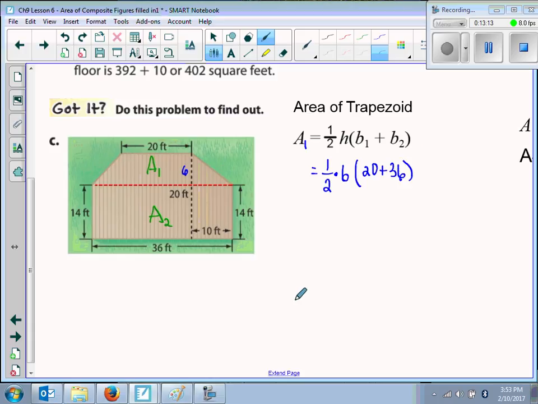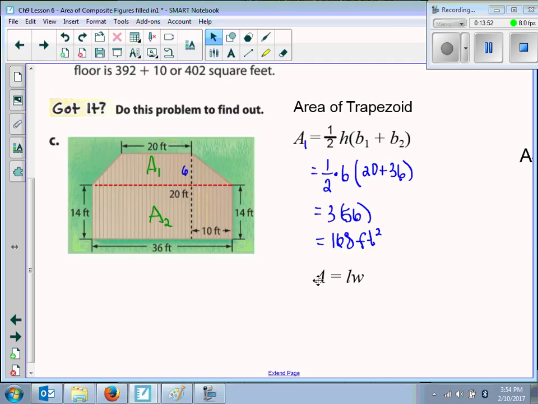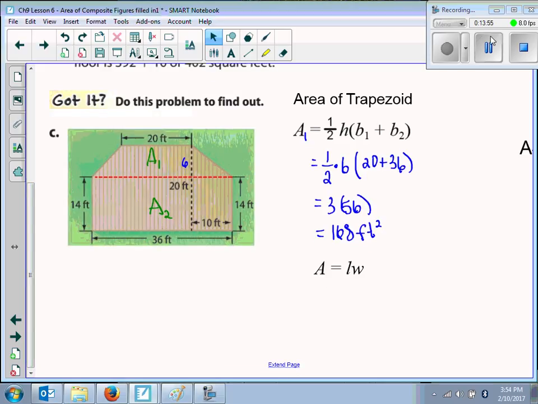And now we can simplify for the trapezoid. So 1/2 of 6 is equal to 3. And then we're going to multiply that times 56. So 3 times 56 is equal to 168, and of course it's feet squared. Okay, so now we can find area 2, which is the rectangle. Okay, so area 2, to find the rectangle, what am I going to multiply?